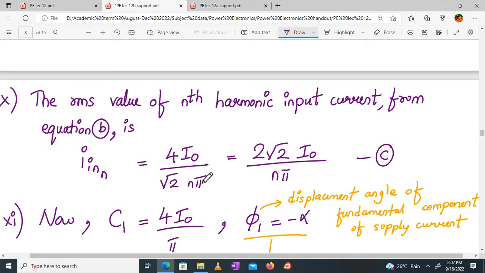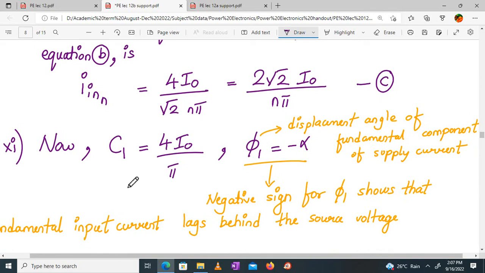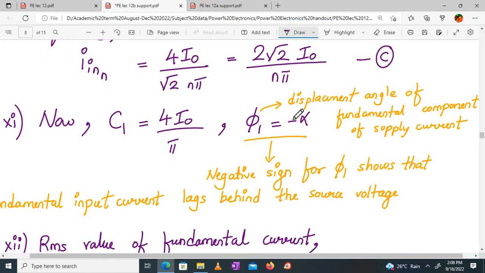2 root 2 I naught upon n pi. Now what is C1? Cn है तुम्हारे पास. 4 I naught upon n pi है ना, तो 4 I naught upon pi. और what is phi 1? Minus alpha. So phi 1 is displacement angle of fundamental component. जो 1 रहता है ना, वो fundamental रहता है. So displacement angle of the fundamental component of supply current. And what is the negative sign indicates? Negative sign will show that the fundamental input current lags behind the source voltage.